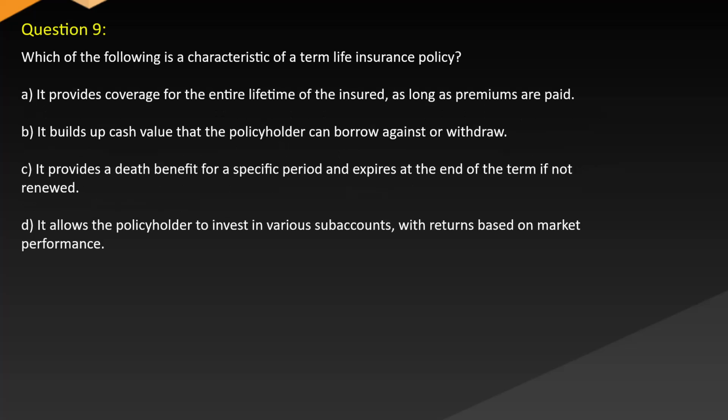Question 9. Which of the following is a characteristic of a term life insurance policy? A. It provides coverage for the entire lifetime of the insured as long as premiums are paid. B. It builds up cash value that the policyholder can borrow against or withdraw. C. It provides a death benefit for a specific period and expires at the end of the term if not renewed. D. It allows the policyholder to invest in various sub-accounts with returns based on market performance.